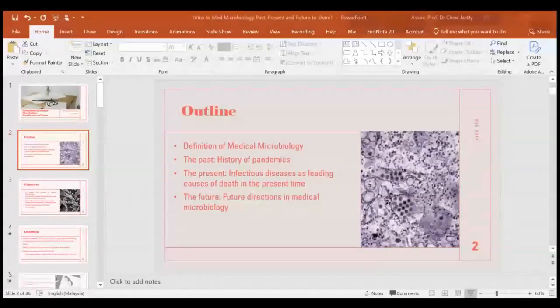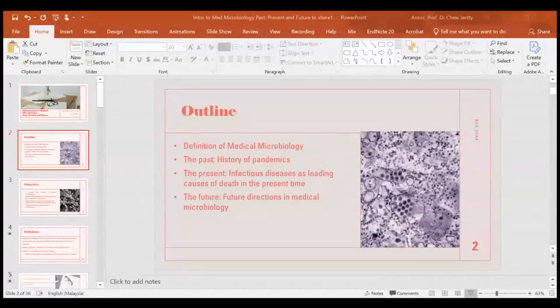So clinical microbiology is a subset. Medical microbiology covers many more things, not just diagnosis, but also the understanding of the microbes, such as the life cycles, the surveillance of the infectious diseases, and how we prevent, control and treat the infectious diseases.